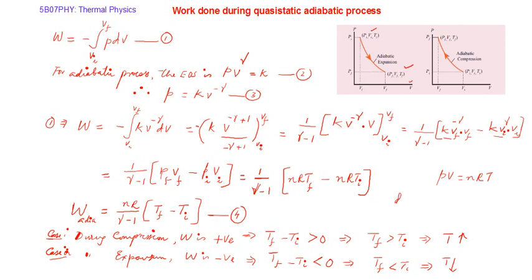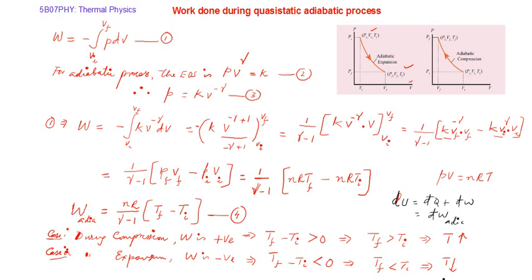let me use maybe a different color. Yes, so dU equal to d̄Q plus d̄W. This was our first law of thermodynamics. Now we have seen that for an adiabatic process, d̄Q is equal to 0 because no heat enters or leaves the system. So what will dU be equal to? dU will become entirely equal to d̄W, and this work is what is known as adiabatic work.